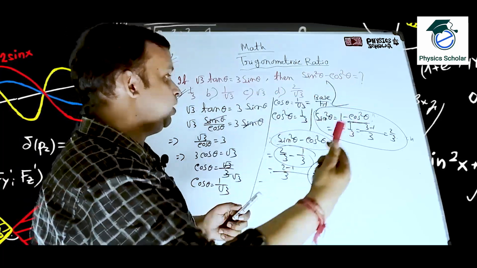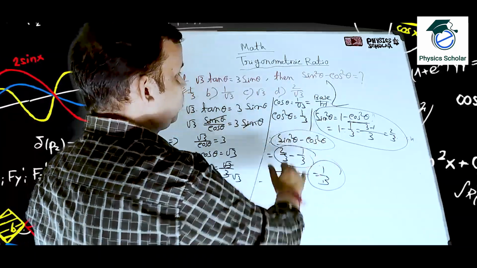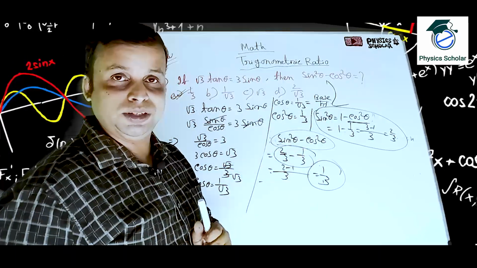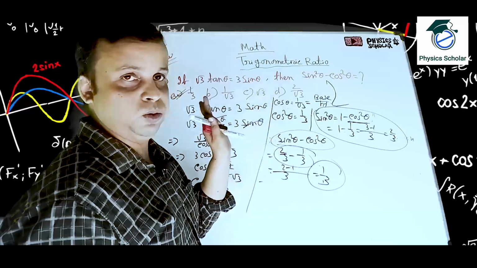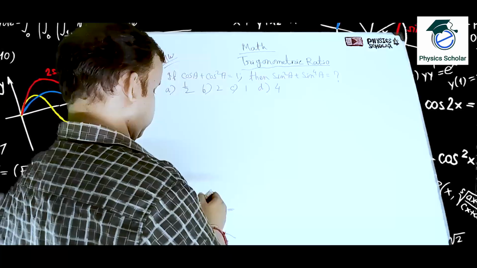Clear? So the earlier one was a traditional approach or method, and this one we are using the formula sin square theta plus cos square theta is equal to 1. So hope you have understood this sum also. Clear? In both ways you can do it. Okay, so now let us move quickly to sum number 12.